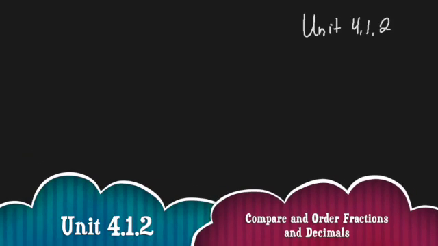Welcome to Unit 4.1.2. We are ordering fractions and placing them on a number line. So if you think back to your prior learning, back to grade 6 and even before, when we started using benchmark fractions, we have benchmark fractions of just benchmarks: 0, we have 1/2, and we also have the number 1.